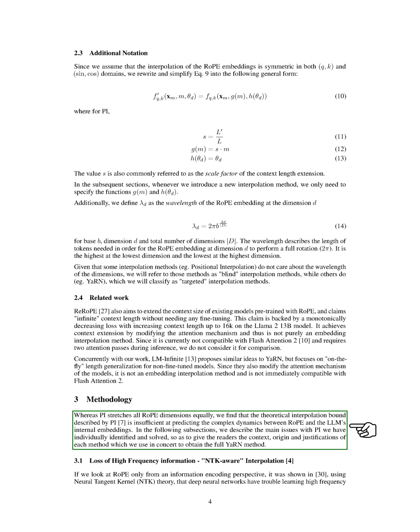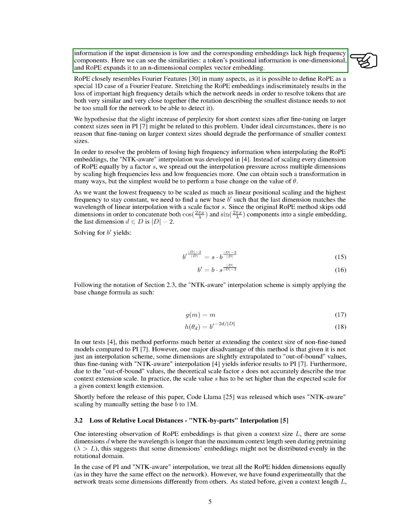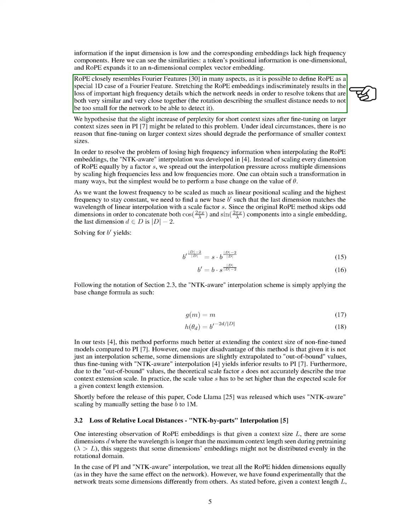One of the main issues we've identified is the loss of high-frequency information. From an information encoding perspective, it's been shown that deep neural networks struggle to learn high-frequency information if the input dimension is low and the corresponding embeddings lack high-frequency components. This is similar to the situation with RoPE, where a token's positional information is one-dimensional and expanded to an n-dimensional complex vector embedding by RoPE. When the RoPE embeddings are stretched indiscriminately, important high-frequency details can be lost. These details are necessary for the network to distinguish between tokens that are very similar and very close.